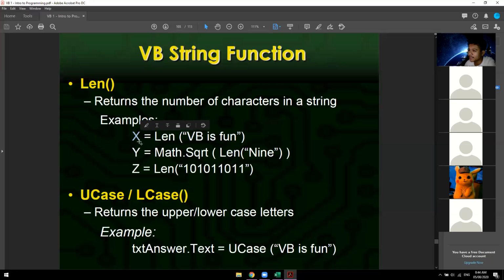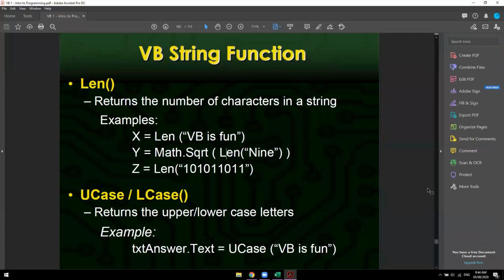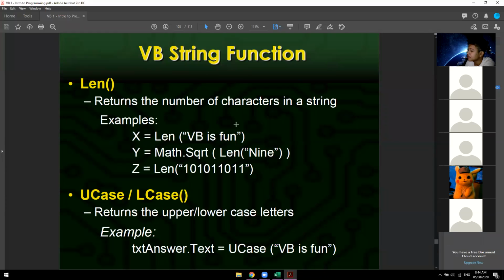Okay, so anong value ng X natin? Kapag ginamitan mo ng Len function and then "VB is fun". Anyone? Returns the number of characters in a string. Anyone? Anyone? Wala? No idea?